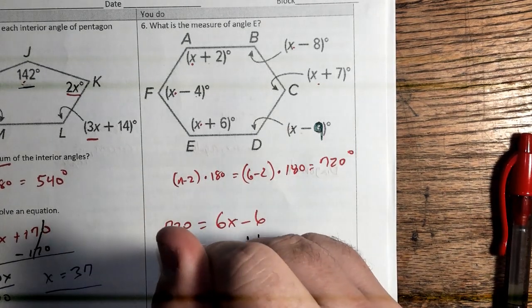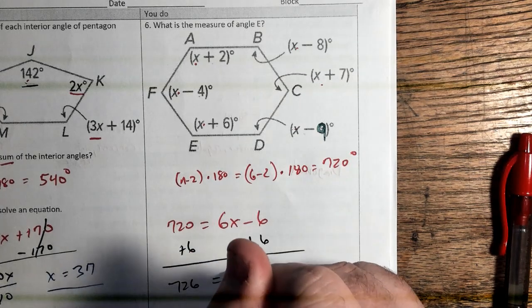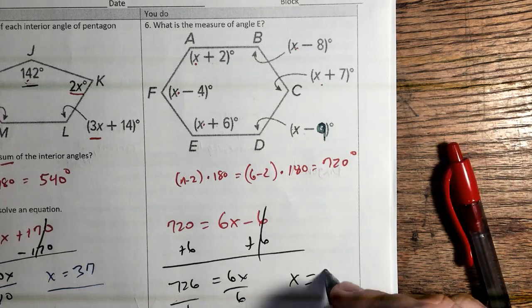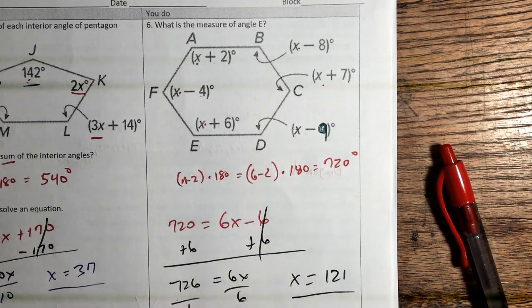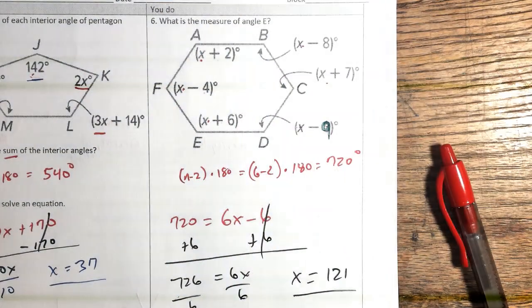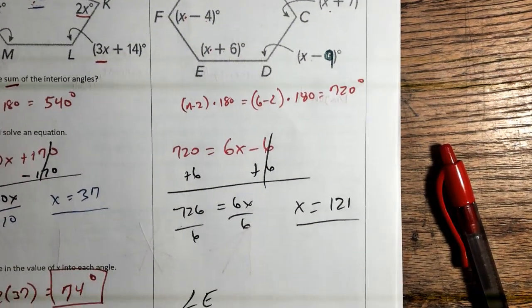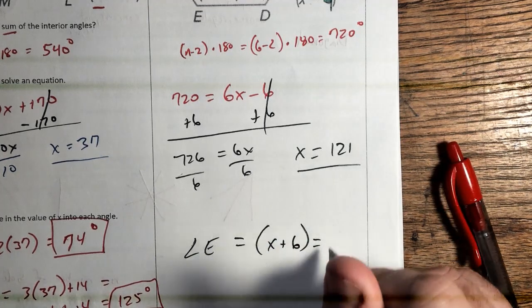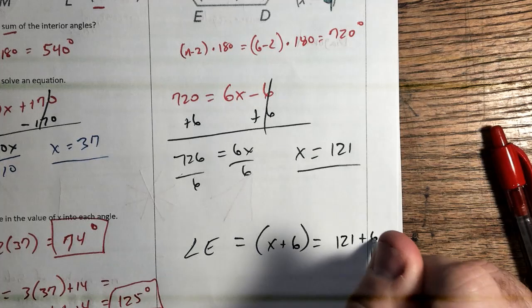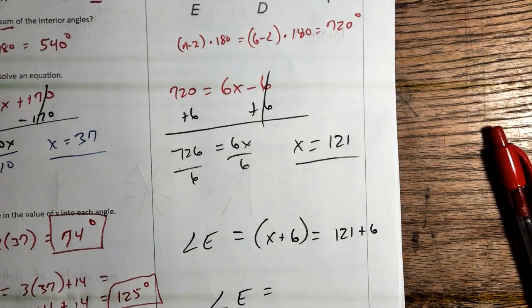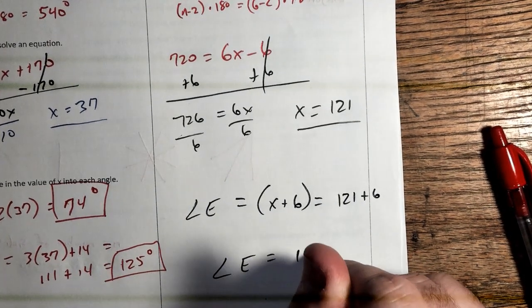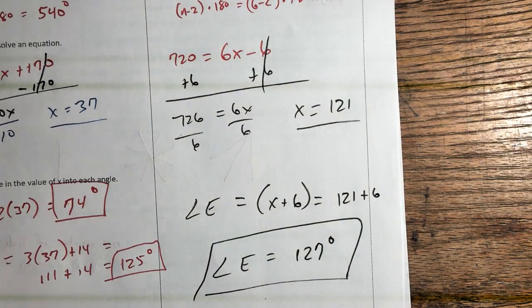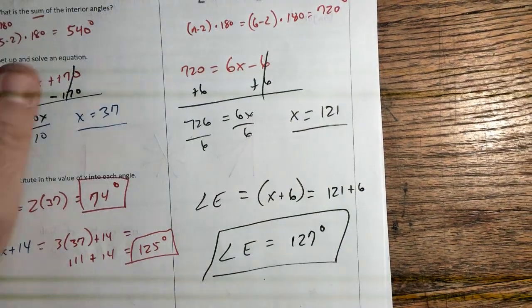Add the 6 to both sides. 726 is equal to 6x. Divide both sides by 6. X is going to equal 121. Now they want angle E. Angle E was x plus 6 degrees. If x is 121, plus 6, angle E is going to be 127 degrees.